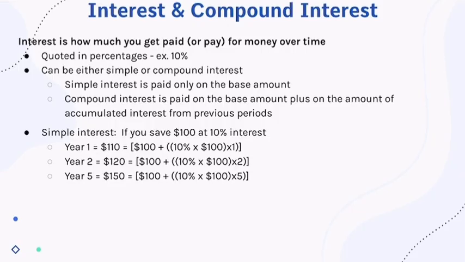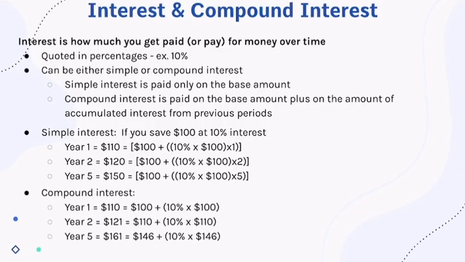Now it gets a little more complicated and exciting with compound interest. Let's say you save the same $100 at 10% interest, but compound interest. After the first year, you still have $110. But for the second year, you will have made $121. This is because instead of taking 10% from the $100, you take 10% from the $110 that you made the previous year. So by the fifth year, you will have made $161.